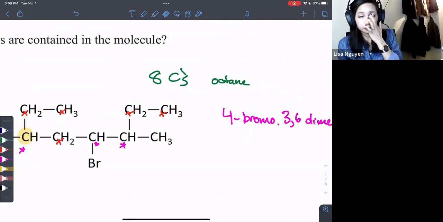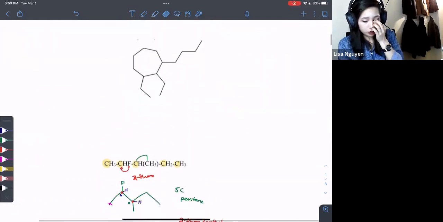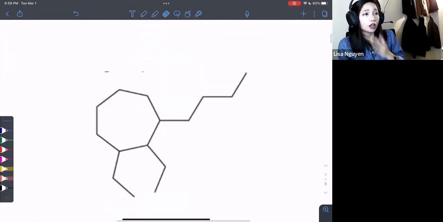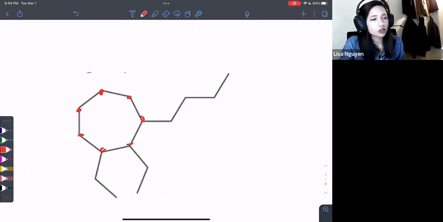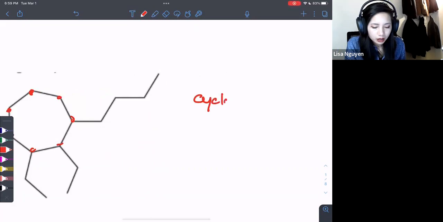All right, do you want to just finish it? Yeah, let's just finish this. So when we have rings, typically the ring supersedes the parent structure name. Typically it's the ring because that can be our longest continuous carbon. So this ring has 1, 2, 3, 4, 5, 6, 7 carbons in the ring. So if this was a regular straight chain carbon, it would be called heptane, but because it's in a ring, it's called cycloheptane.